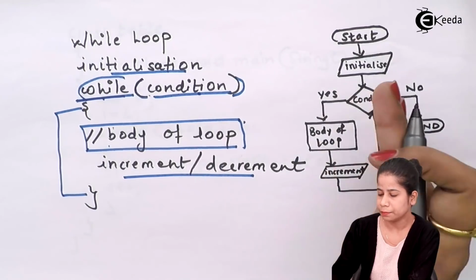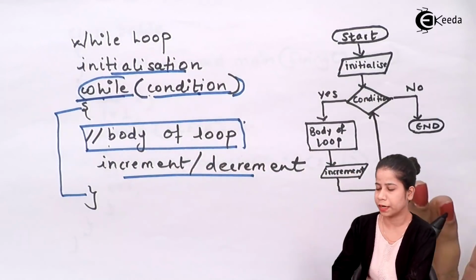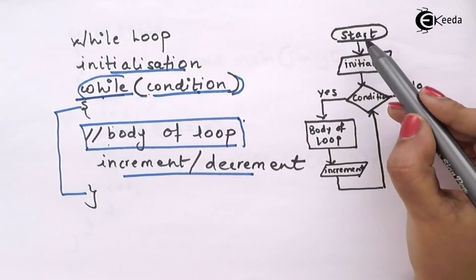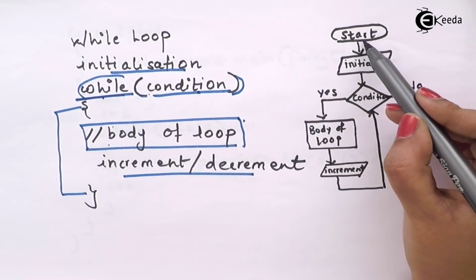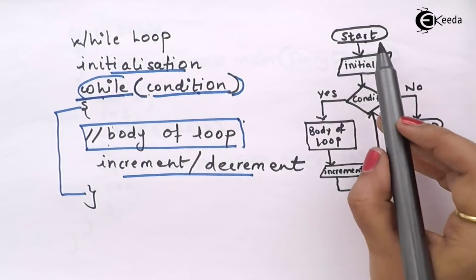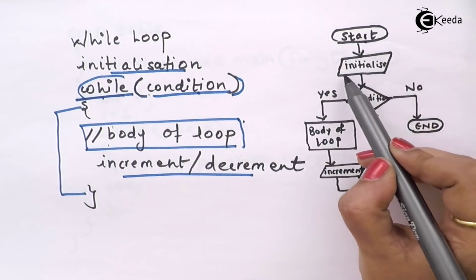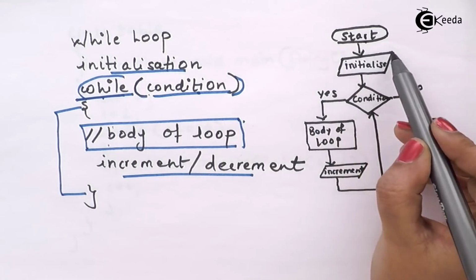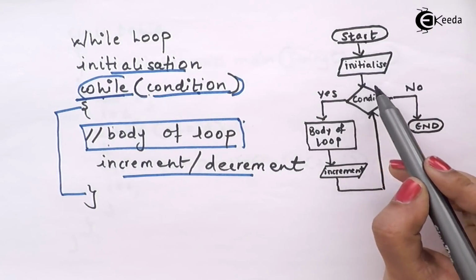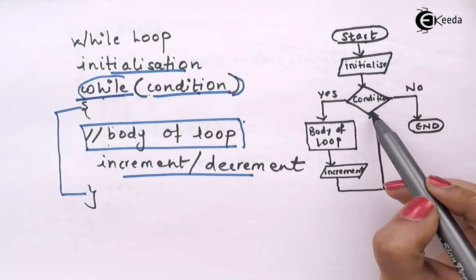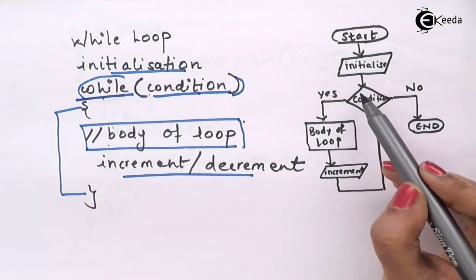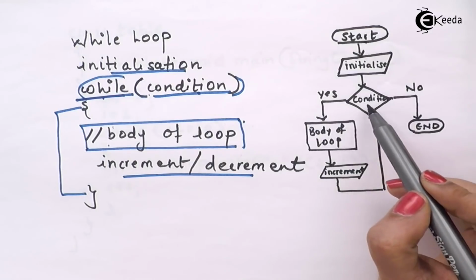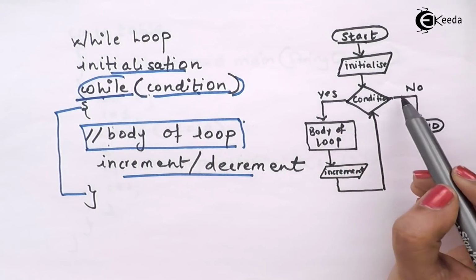If I look at this particular syntax, we have a flow diagram for it. We have the start statement, the starting of the program, then the initialization. After initialization is done, it checks the condition. The condition determines whether I continue with the flow or stop. This condition will be either true or false.